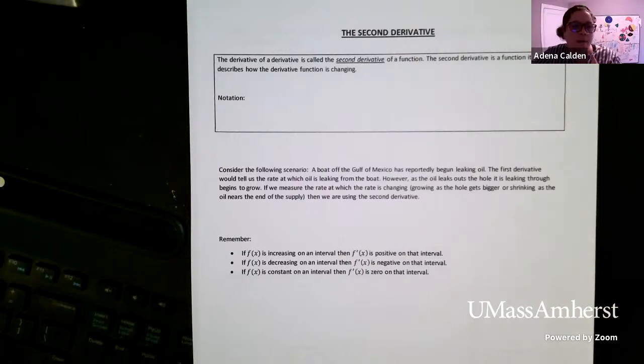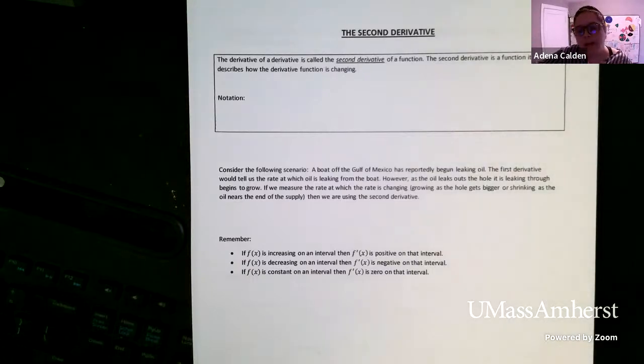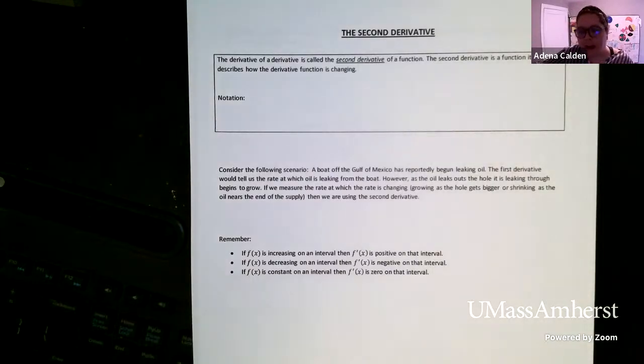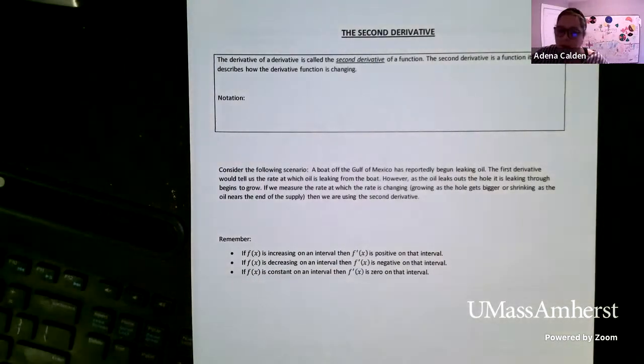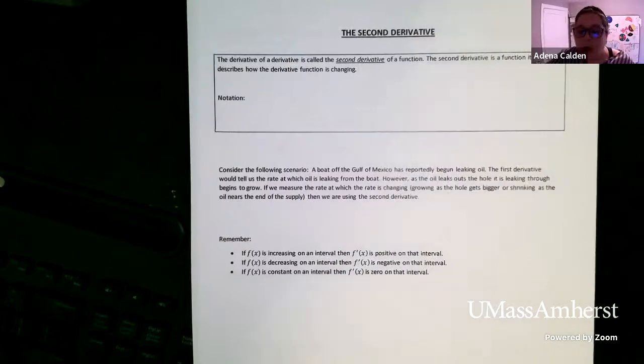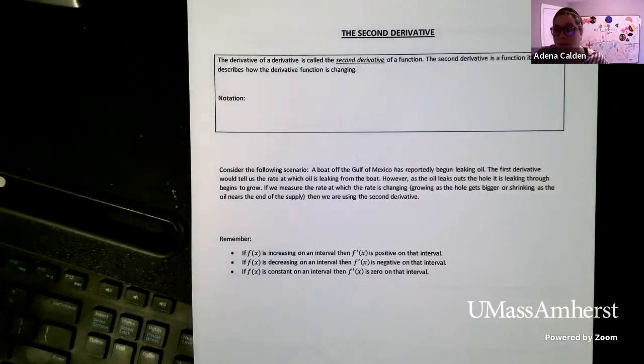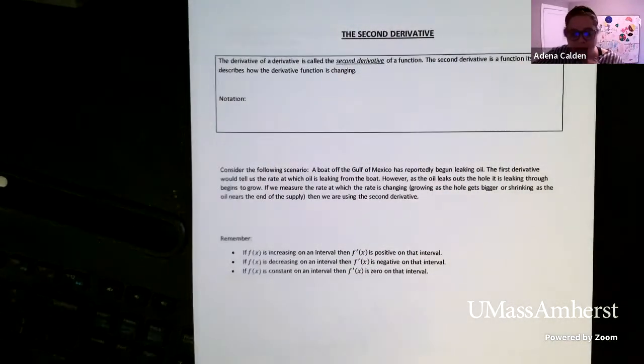Now, there are third derivatives, fourth derivatives, fifth derivatives, on and on and on. We are not going to consider those because they don't have as many practical applications. There are some in physics, but for the most part, the first and second derivative cover most of the things that you will need to learn and understand for your major.